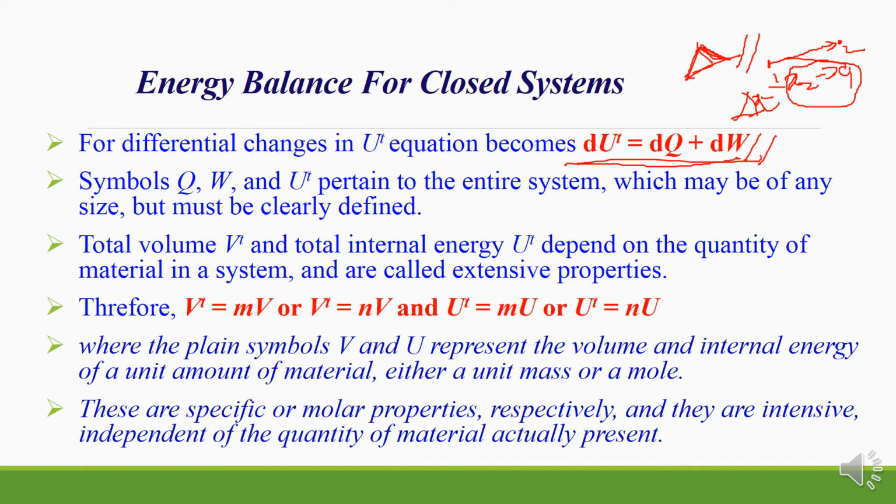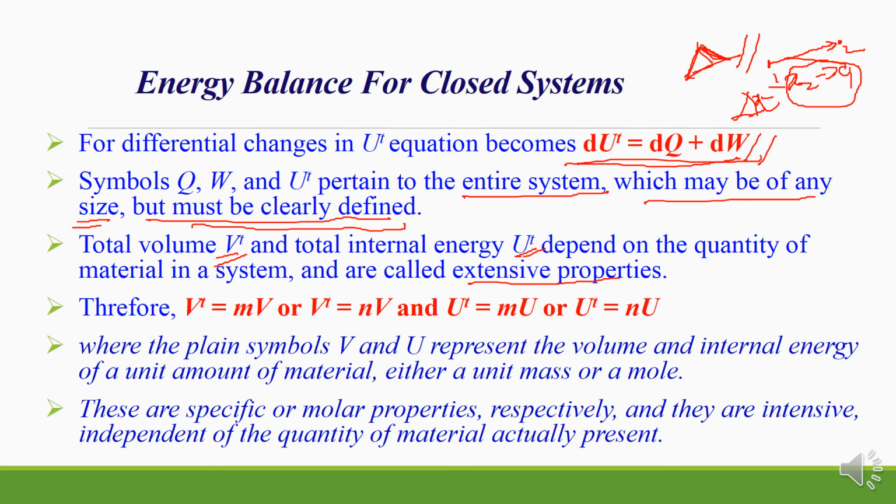The symbols Q, W, U are for the entire system, and that system may be of any size, remember, but initially you have to define this system clearly. That means we have to define the boundary that separates your system and the surrounding. V^T is the total volume, and the total internal energy is U^T. These depend on the quantity of material in the system. That's why these are extensive properties, no doubt. We have already discussed this earlier.